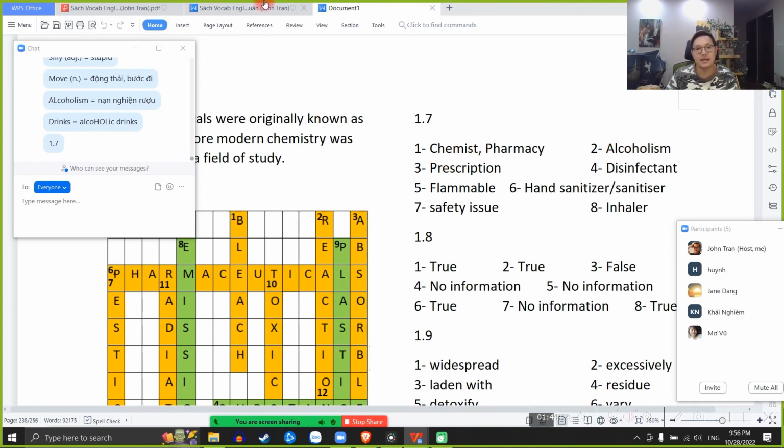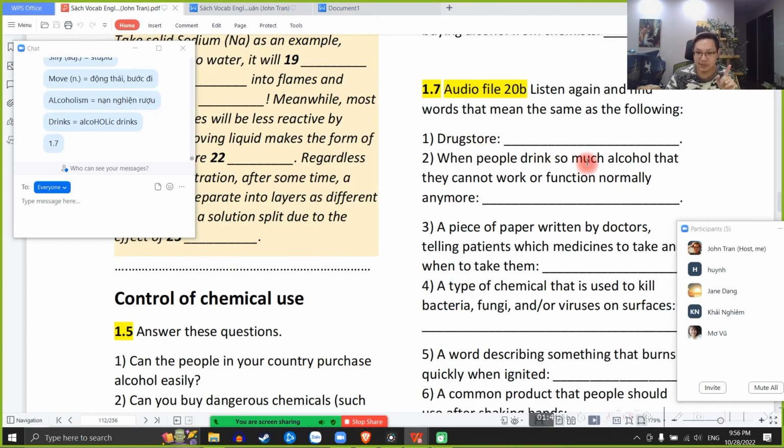Okay, alcoholism, nạn nghiện rượu, means when people drink too much alcohol that they cannot work or function normally anymore. Nghiện rượu tức là sao? Khi con người ta uống quá nhiều chất cồn mà họ không làm việc được, hoặc là không có function, không có vận hành mọi thứ được bình thường nữa.